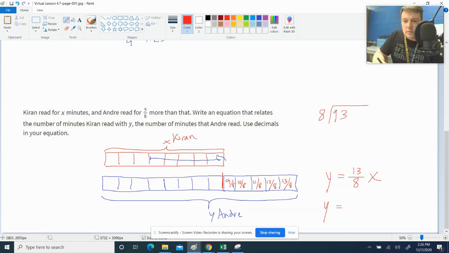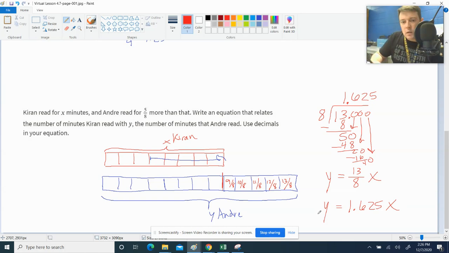Now, if you actually change this into decimals, you would simply divide 13 by 8. And you would know that it would go into it one time. And then you would start your process of dropping down your zeros. It will go into 50 6 times, right? 6 times 8 is 48. Difference of 2. Drop down. It will go into that twice. Difference of 4. Drop down another 0. And it will go into that 5 times. So this is the same thing as 1.625 times x to get y.